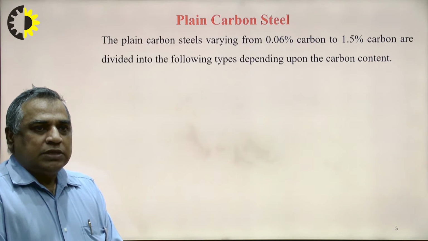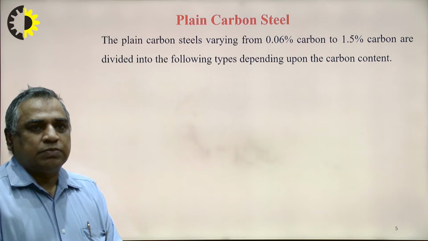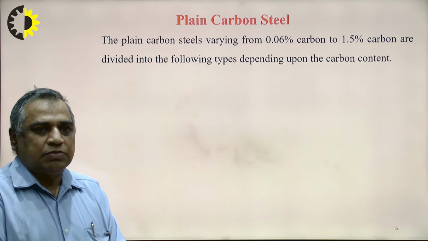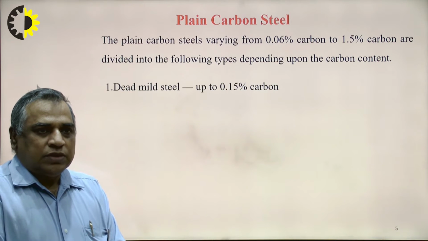Plain carbon steels, with carbon varying from 0.06% to 1.5%, are divided into the following types depending upon the carbon content. So first is the dead mild steel.